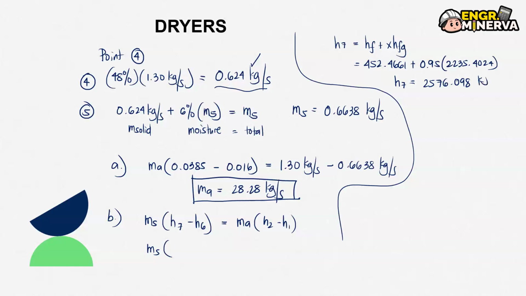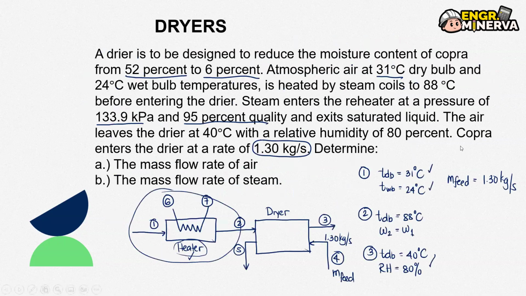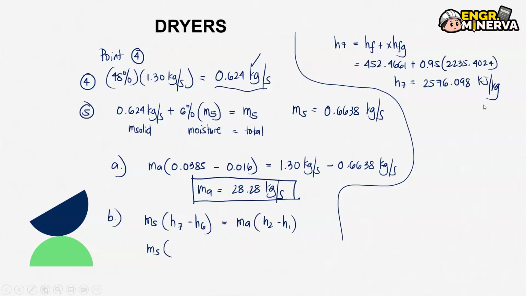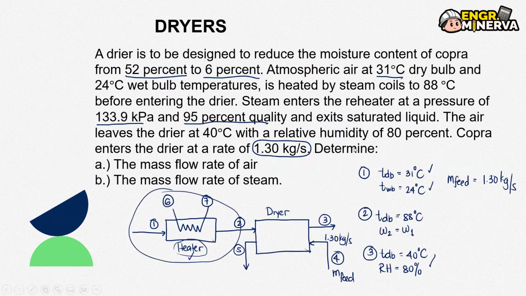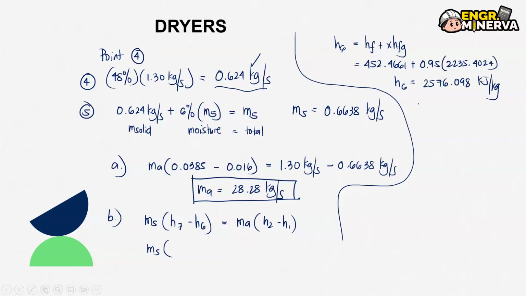Okay. Next, how about the enthalpy at... I think I made a mistake. This is enthalpy at 6, because the enthalpy at 7 is saturated liquid. Right? It exits as saturated liquid, so that is the HF, 452.4661. So we already have enthalpy at 6 and enthalpy at 7.